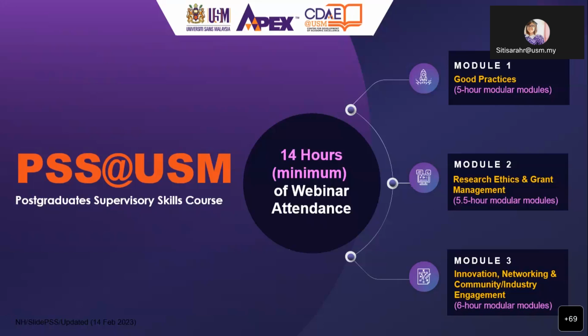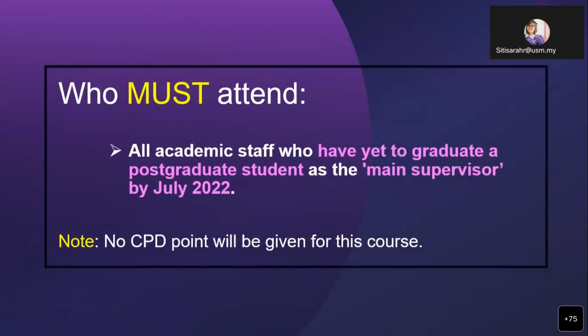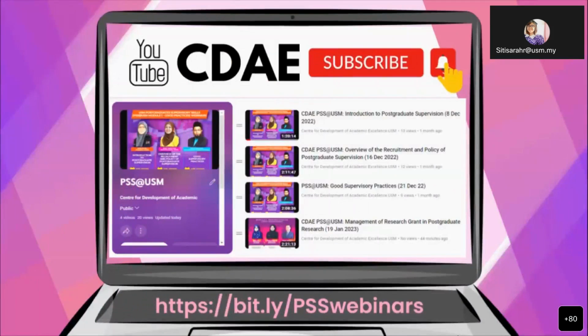Generally, this course consists of 3 main modules, conducted within 5 to 6 hours of modular sessions, and participants are required to fulfill the minimum hours as stated on the screen. The main target participants for this course will be the academic staff who have not graduated any students as of July 2022, and please take note that there will be no CPD point given for all sessions related to PSS at USM.